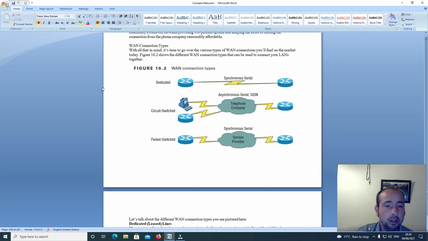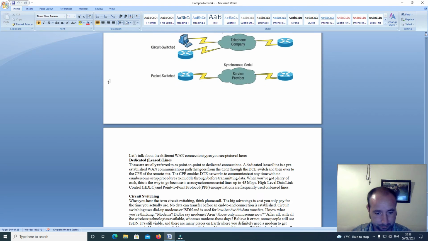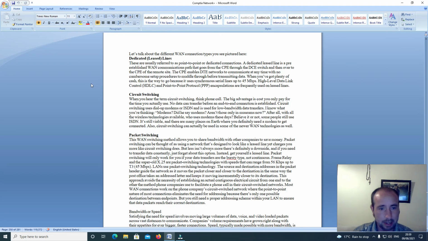WAN connection types. With all that in mind, it's time to go over the various types of WAN connections you'll find on the market today. Figure 16.2 shows the different WAN connection types that can be used to connect your LANs together: dedicated synchronous serial, circuit switched asynchronous serial ISDN, telephone company packet switched synchronous serial, service provider. Let's talk about the difference between the WAN connection types you see pictured here.